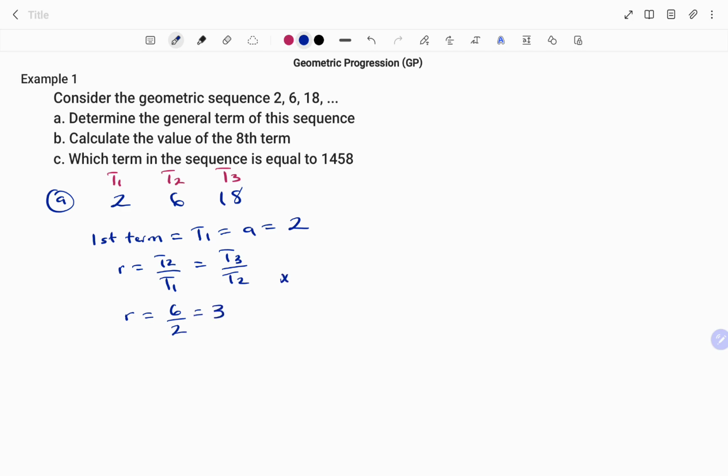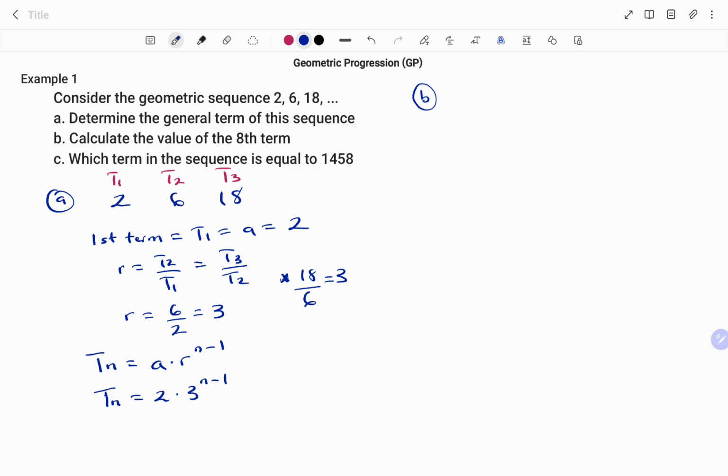I can also do a double check. T3 is 18, and T2 is 6. 18 divided by 6 is 3. My Tn, the general formula for a GP, is A, that's my first term, times my common ratio to the power of n minus 1. Fitting in the values I have, my Tn equals my first term, which is 2, times my common ratio, which is 3, to the power of n minus 1.